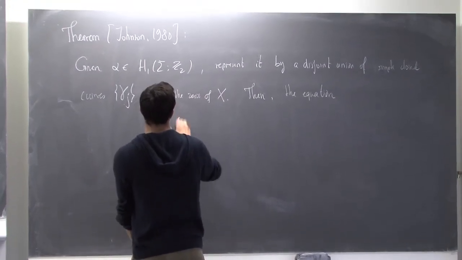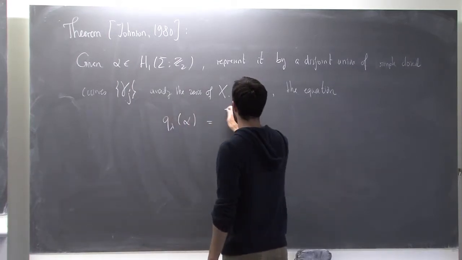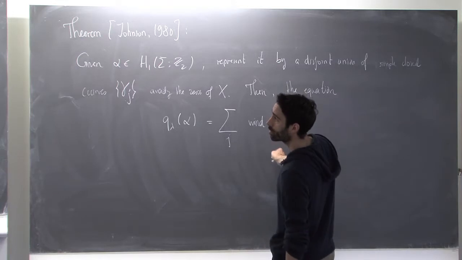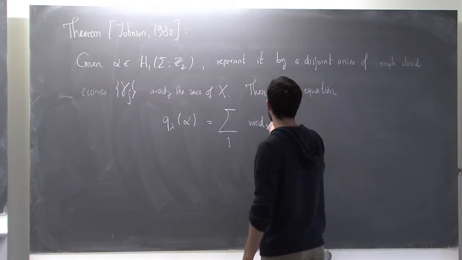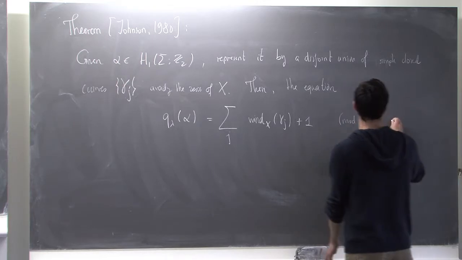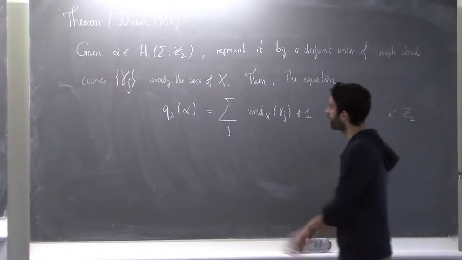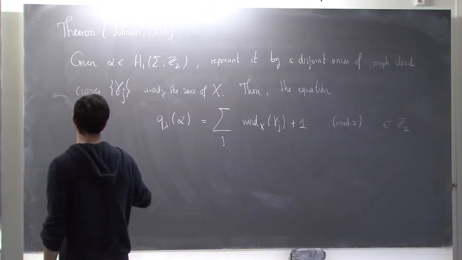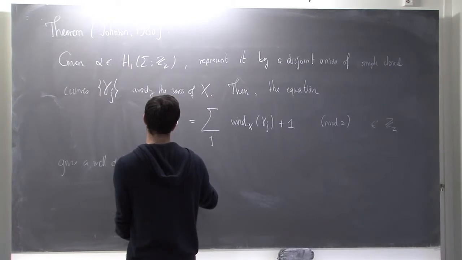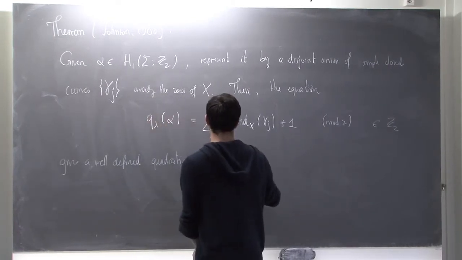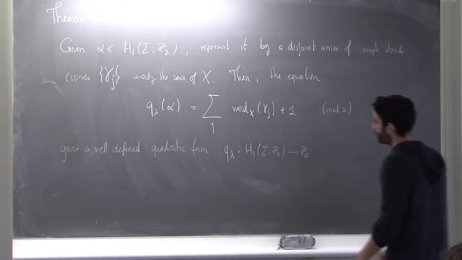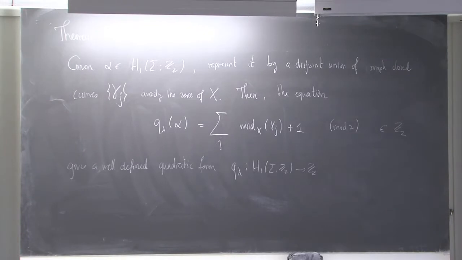Q lambda of alpha equals the sum over j of the winding number of X along gamma j, plus 1, modulo 2, gives a well-defined quadratic form Q lambda on the homology of the surface. Okay, let me just already pause for a while.